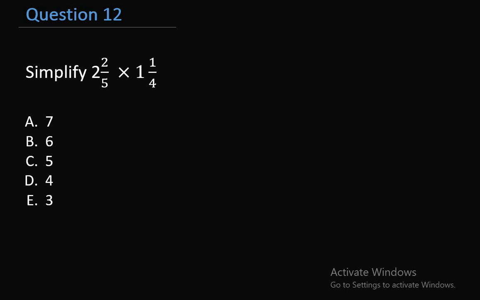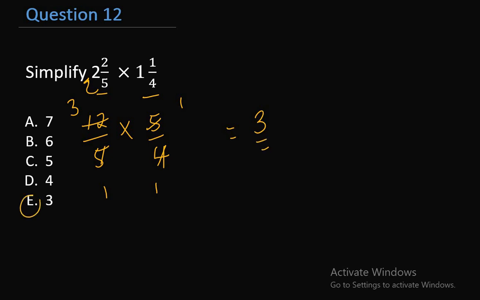Question 12. This is another simple fraction. We'll start by converting what we have to improper fraction. So 5 times 2 is 10, plus 2, 12 over 5, times 4 times 1, 4 plus 1, 5 over 4. 5 here 1, 5 here 1. 4 here 1, 4 here 3. So my answer is simply 3, which is option E.